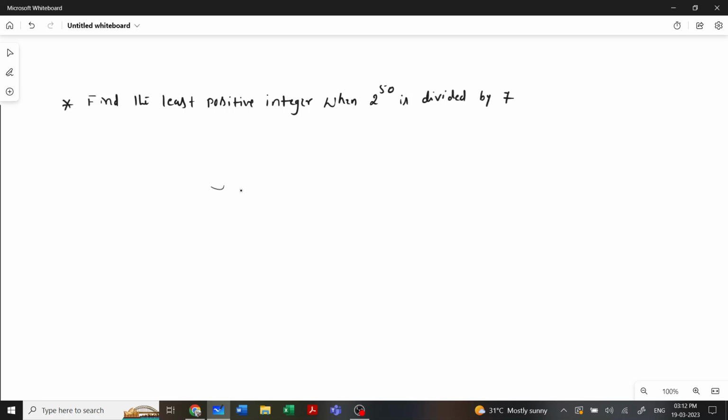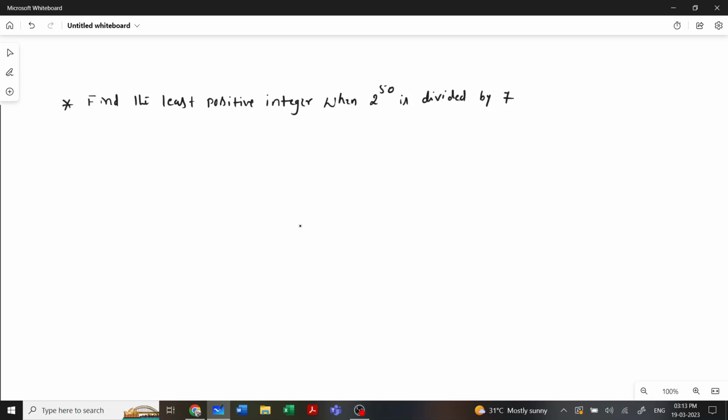In the second session, we discussed the basic concepts of congruence modulo n, and we solved some simple problems to calculate the remainder or the value of x. Now, in this session, we will continue with some more examples and problems, like find the least positive integer when 2 to the power of 50 is divided by 7.